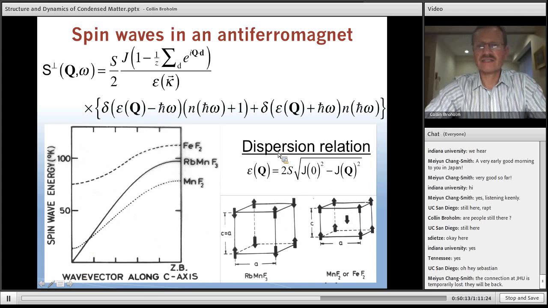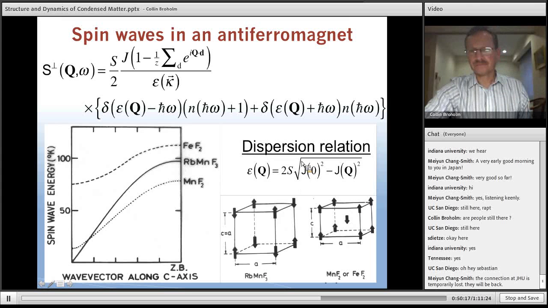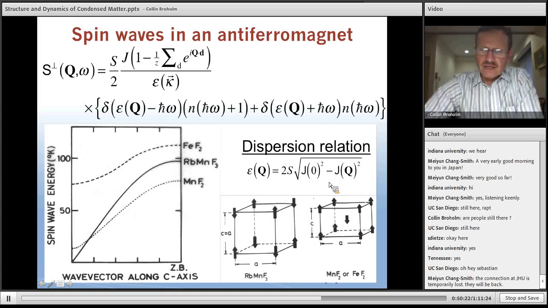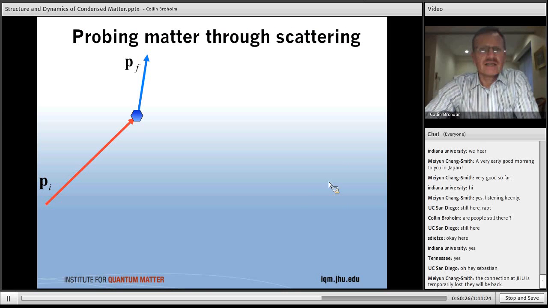And the dispersion relation, as you see, is a more complicated expression, which ends up being linear in the long wavelength limit. But again, this is going to be discussed in greater detail towards the end of the lectures by Young Lee.